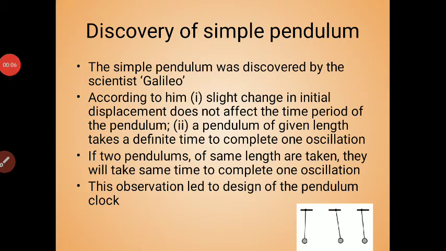So, students, do you know how the pendulum was discovered? The simple pendulum was discovered by the scientist Galileo. According to him, a slight change in initial displacement does not affect the time period of the pendulum. A pendulum of given length takes a definite time to complete one oscillation. If two pendulums of the same length are taken, they will take the same time to complete one oscillation. This observation led to the design of the pendulum clock.